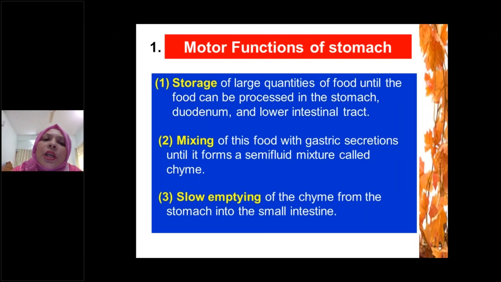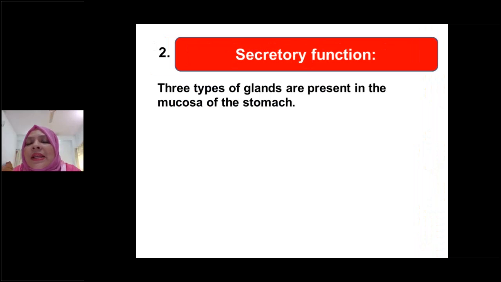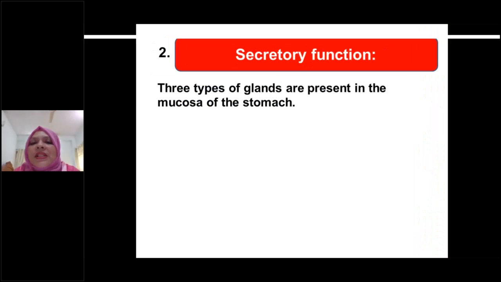Motor functions, already you know this thing very well, that is storage function, mixing function, and slow emptying function. Already we discussed this thing several times. Motor functions of stomach: storage, mixing, and slow emptying. Now secretory functions, that is secretion of the stomach.